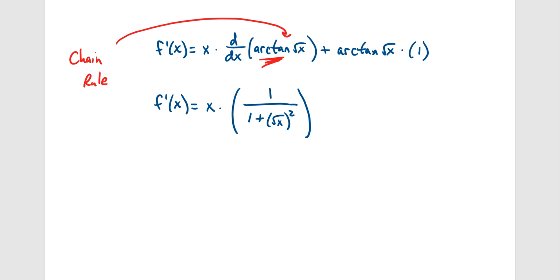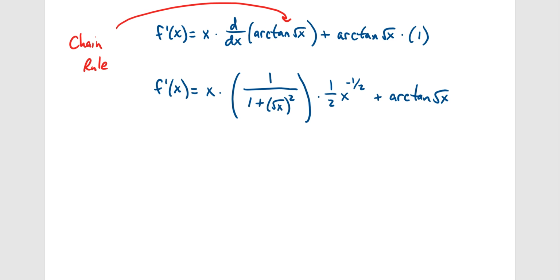So that's times the derivative of the square root of x, which is 1/2 x to the negative 1/2. So that's rewriting the square root of x as x to the 1/2 using power rule. Sorry about that. That was just me forgetting to use chain rule on that. And now we can simplify.